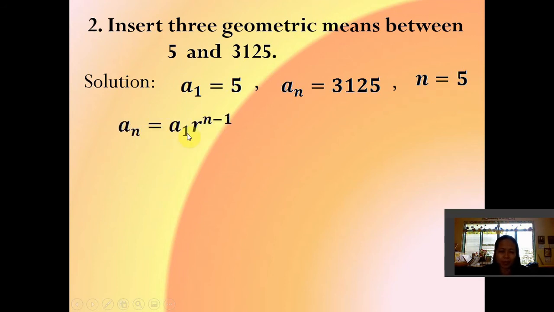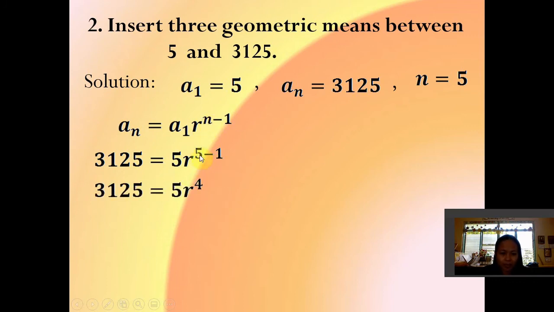So applying the nth term formula of a geometric sequence, we substitute the given data. Our nth term is 3,125, which is equal to our first term 5, times r, which is unknown, raised to n, which is 5, so that will be replaced with 5, minus 1, that is 4. Now, eliminate 5, which is the numerical coefficient of r. To eliminate this 5, we divide both sides by 5. So it cancels out, and what remains is r^4.